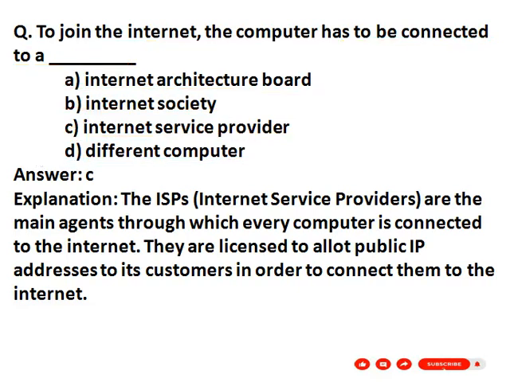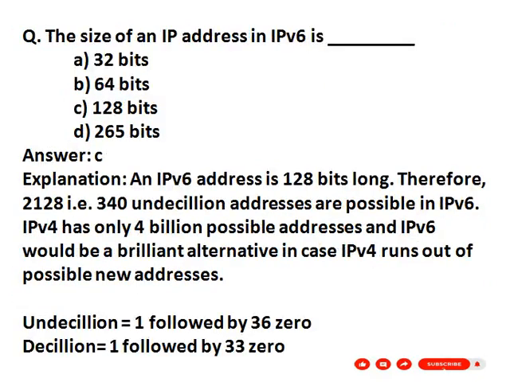Our next question. The size of an IP address in IPv6 is dash. Given options are A. 32 bits, B. 64 bits, C. 128 bits, D. 256 bits. So here correct answer is option C.